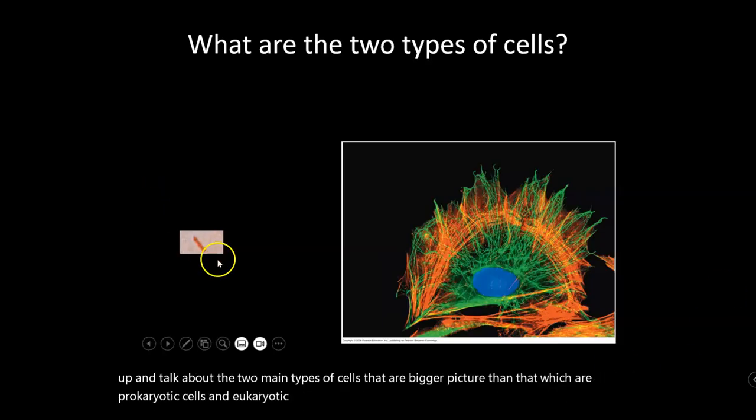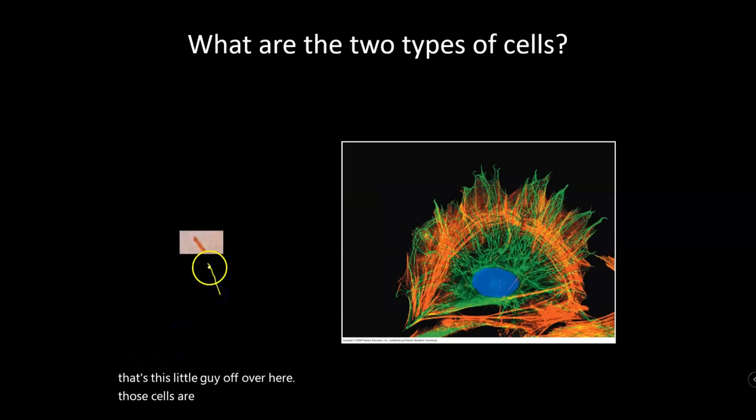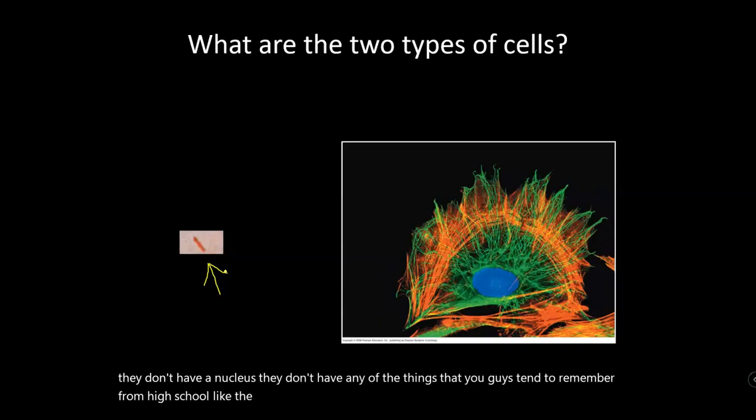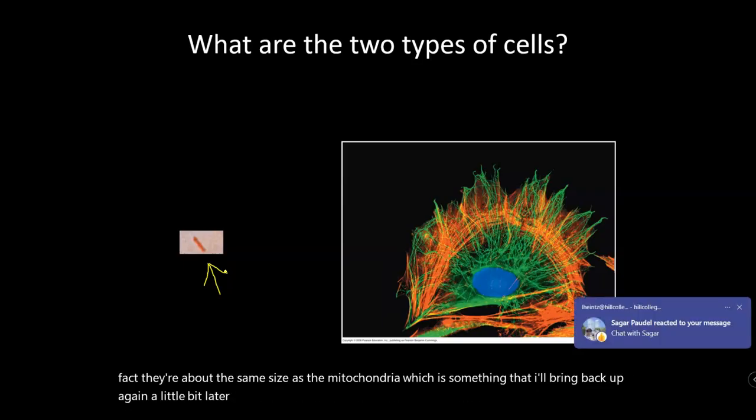Prokaryotic cells are things like bacteria and archaea, and that's this little guy off over here. Those cells are small. They don't have a nucleus. They don't have any of the things that you guys tend to remember from high school, like the mitochondria is the powerhouse of the cell. They don't have mitochondria. In fact, they're about the same size as the mitochondria, which is something that I'll bring back up again a little bit later on.